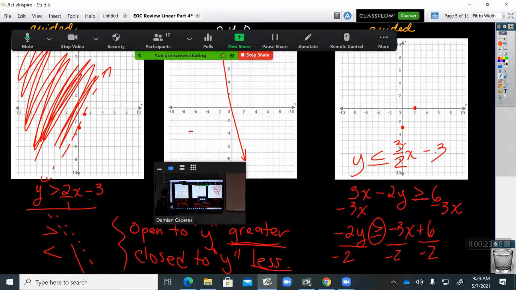Now, since it has the little line, it's a regular solid line, not dashed. Now, is it open or closed to the variable, to the y variable? Is it open or closed to the y?